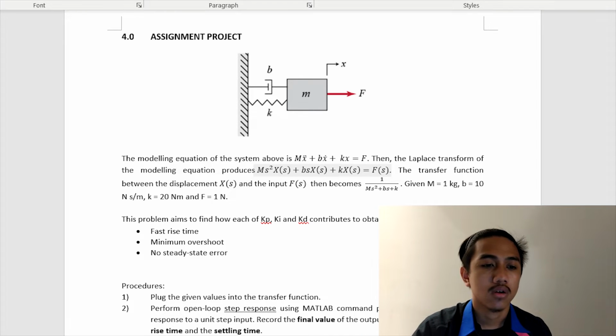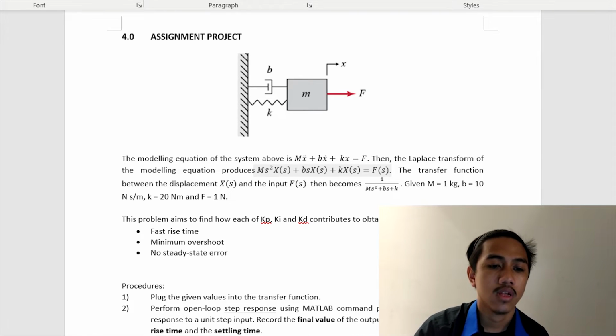So in this video we will solve the problem, in which we will find how each of Kp, Ki and Kd contributes to obtain the graph that has a fast rise time, minimum overshoot and no steady state error.